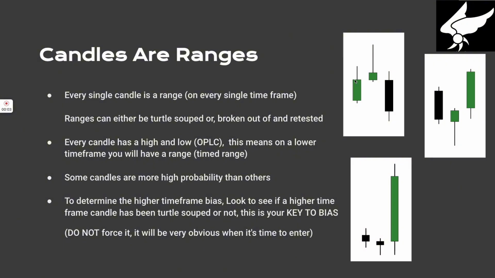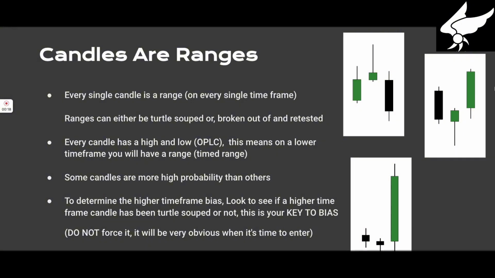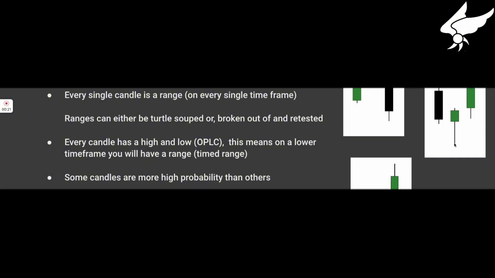This is the most important thing to understand. A close above a candle's high is bullish. A wick above a candle's high is bearish. Vice versa if you're bullish. So, a wick below a candle's low is bullish, and a close below a candle's low is bearish.